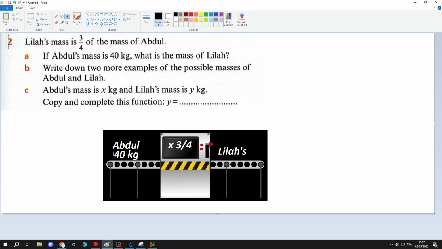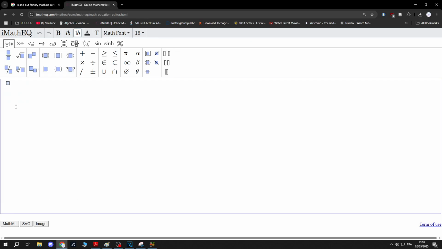Now, we will place Abdul's mass at the start of the machine. This 40 kilograms will go through the conveyor belt, it will get multiplied by 3/4, and that's how we will find Lila's mass. How is that done? Using fractions. Easy. So we will grab this 40 kilograms, and we will multiply it by a fraction, 3/4.